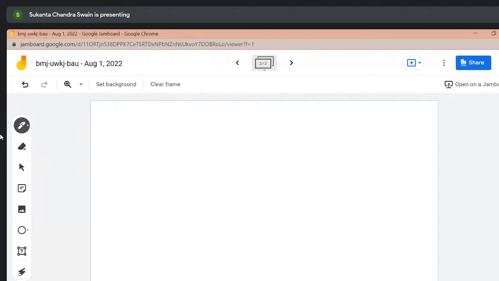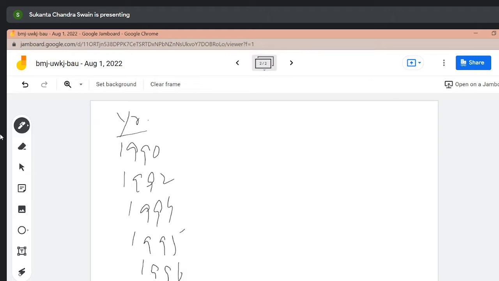Suppose the year is given like this: 1990, 1992, 1994, 95, 96. If you are going to take year as x, 90 will be 1. What will 92 be? 2? No, we will not take it serially. We will keep on adding or subtracting depending on the difference. Because 92 is 2 years more than 90, it will be 3. Then it will be 5, it will be 6, it will be 7.